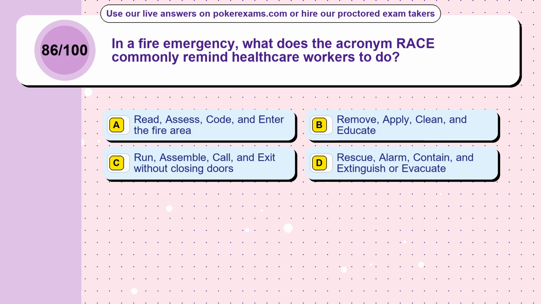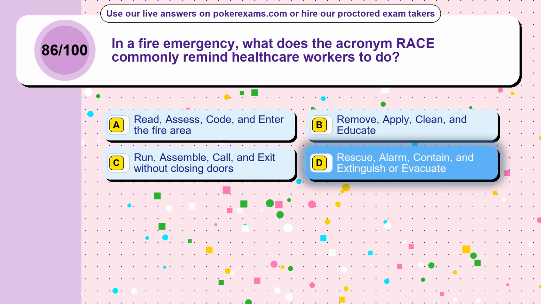Question 86. In a fire emergency, what does the acronym RACE commonly remind healthcare workers to do? Option A. Read, assess, code, and enter the fire area. Option B. Remove, apply, clean, and educate. Option C. Run, assemble, call, and exit without closing doors. Option D. Rescue, alarm, contain, and extinguish or evacuate.